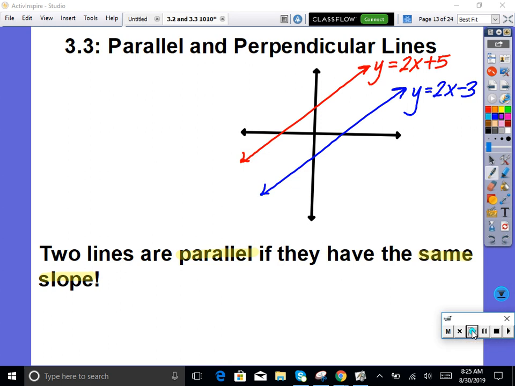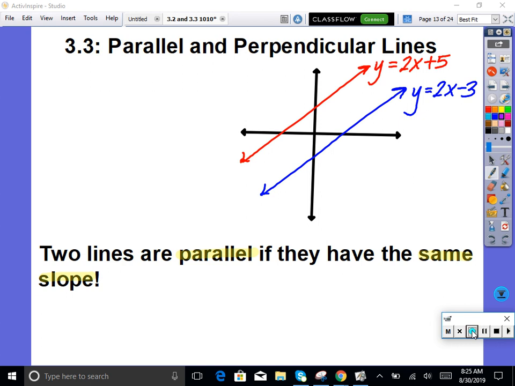All right. Okay, so we're going to be dealing with parallel lines and perpendicular lines in 3.3. So let's first focus in on parallel lines. If we have a set of parallel lines, they will have the same slope, which makes sense, right? Parallel lines never intersect. So wouldn't they need to rise over run equally so that they would never intersect? So that's something to note.